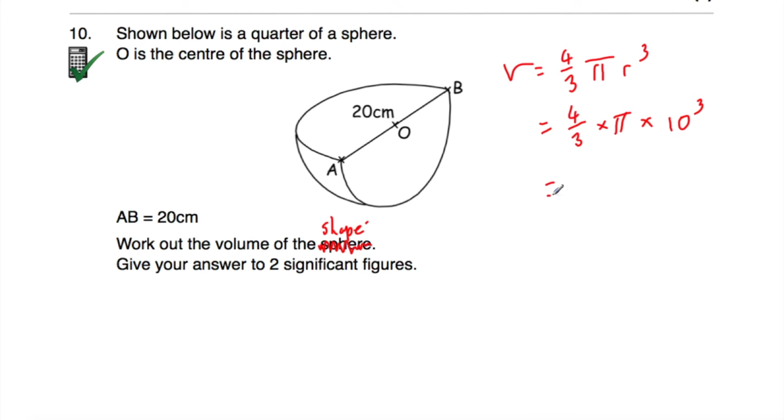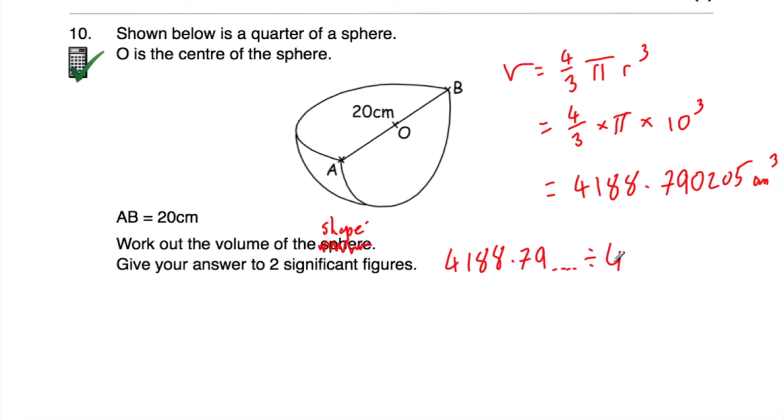And when we work that out, we get 4,000 over 3 pi, or 4,188.790205 centimeters cubed. So that's the volume of the whole sphere. But this is a quarter of a sphere. So if we want to find the volume of the shape, we just need to divide by 4. So let's take our 4,188.79 and so on, and divide by 4 and see what we get.